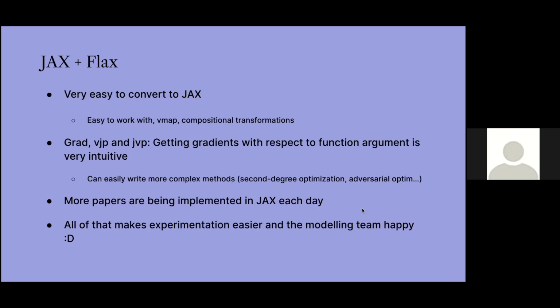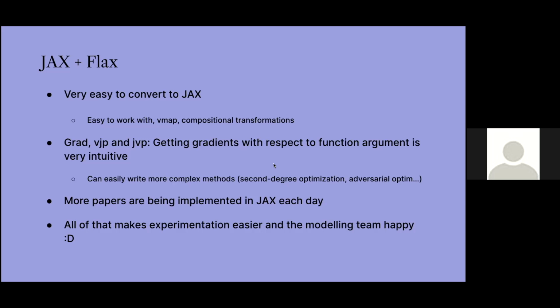We have VMAP that makes a lot of code much simpler. We have the compositional transformations, which is just a better way to code in general, a better way to model your stuff. We have grad, VJP, and JVP, which are vector Jacobian product and the opposite. So now we can get gradients with respect to different function arguments in a very intuitive and very simple way. And that's again useful when you're trying to do pipeline parallelism, and it's also useful to write more complex optimization methods. So second-degree optimization, like Shampoo that João and you talked about yesterday.